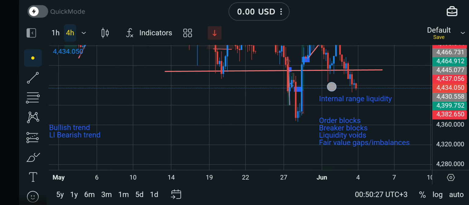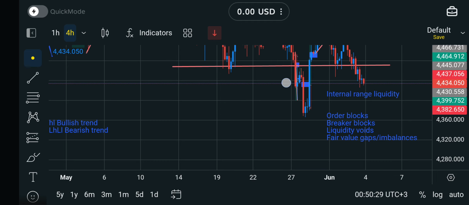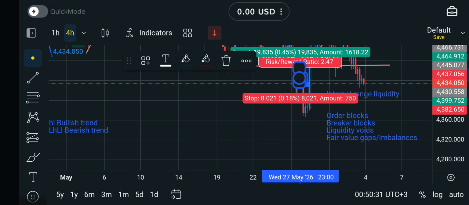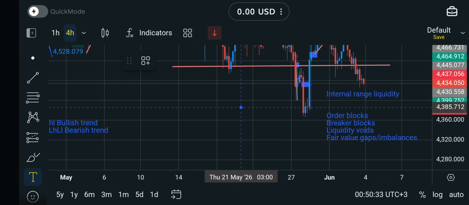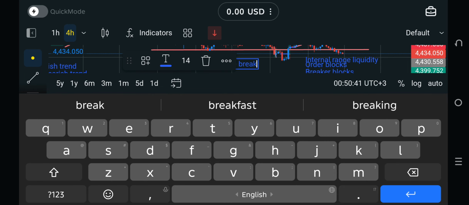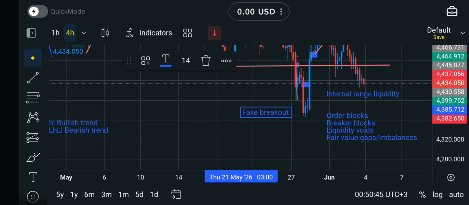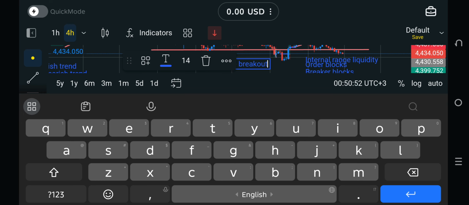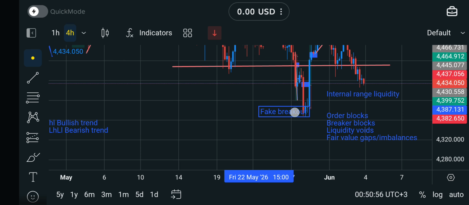You can see this is something called a fake breakout. This zone here is called a fake breakout. And that's one of the most dangerous places we need to work out as traders, because fake breakouts are created by institutions to stop out traders who are on the grid. So this is a fake breakout.